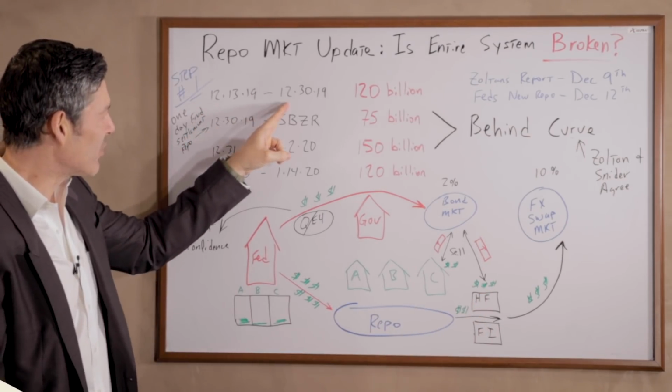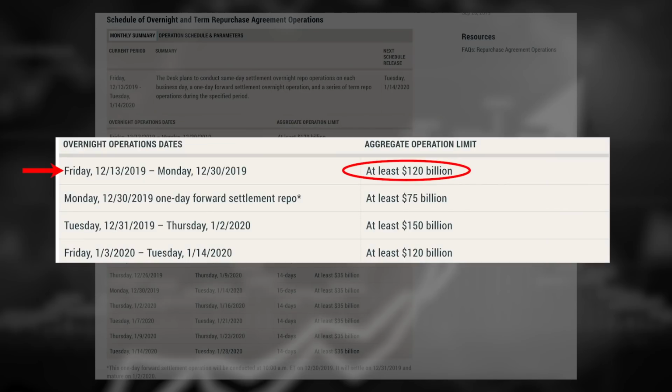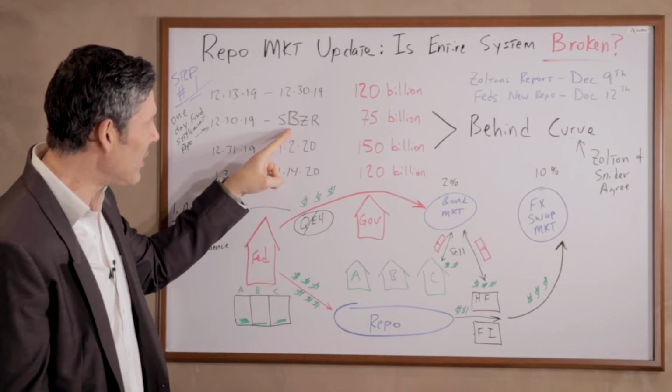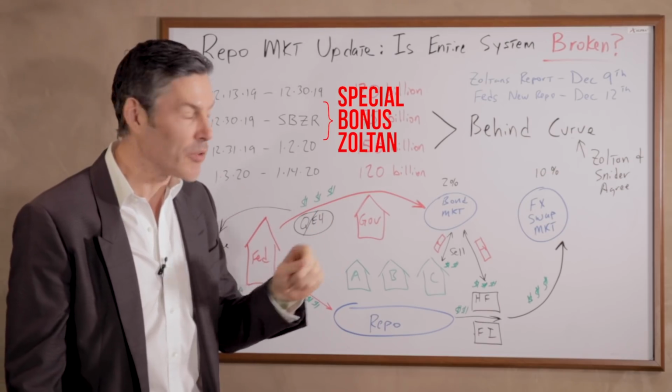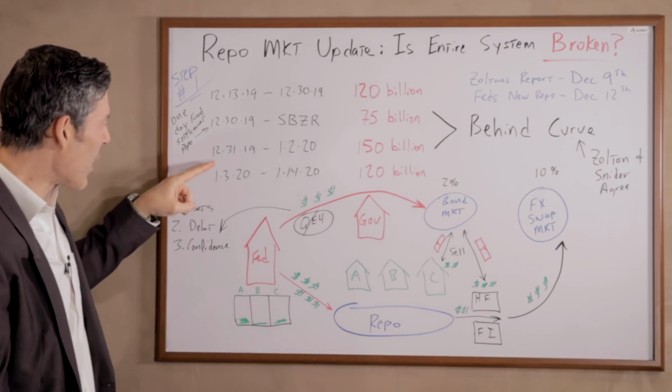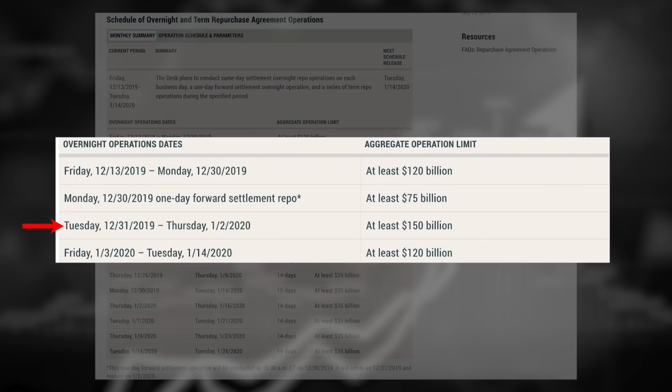December 13th to December 30th, they're going to inject $120 billion a night at a minimum. December 30th to the 1st or the 2nd of January, they're doing a one-day settlement repo. I call this the SBZR, which is the Special Bonus Zoltan Repo. Moving on to December 31st to January 2nd, $150 billion a night they're committing to. The 3rd to the 14th, they're going back to a meager $120 billion a night.